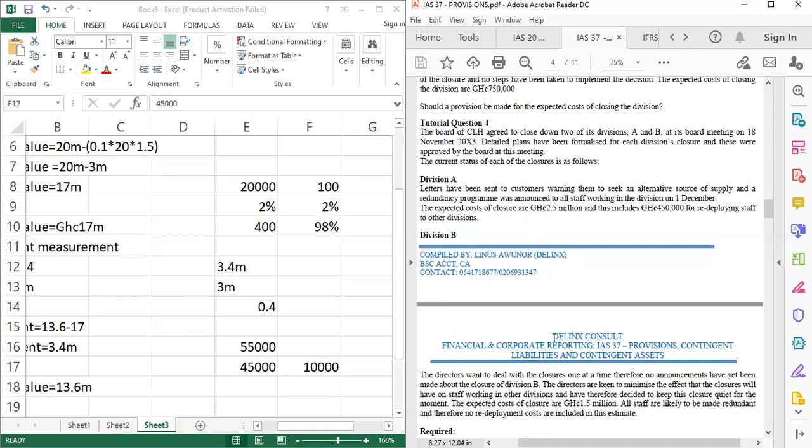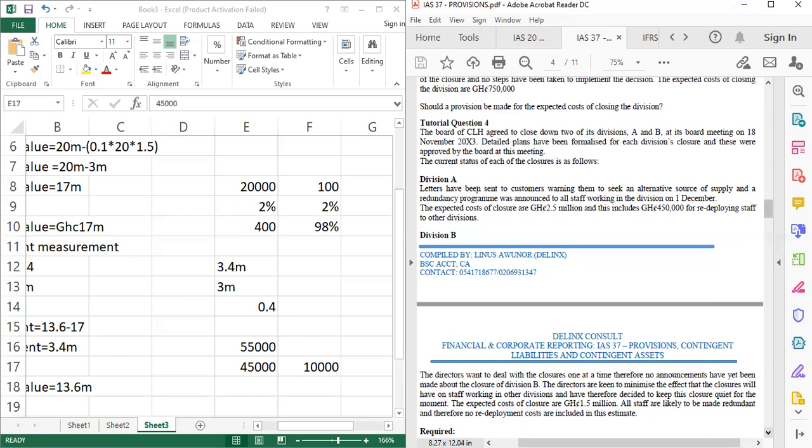But let's come to Division B. They have the plan all right, but they haven't made any announcements. The people are still working there. It means that that particular division is still in session. Since it's still in session, we can't make provision for it because people are still working. You can only make provision when the people are going to be redundant as a result of the restructuring. If the division is still in session, we don't make provision because we are not doing anything to close down the division any time soon. So we don't make provision.